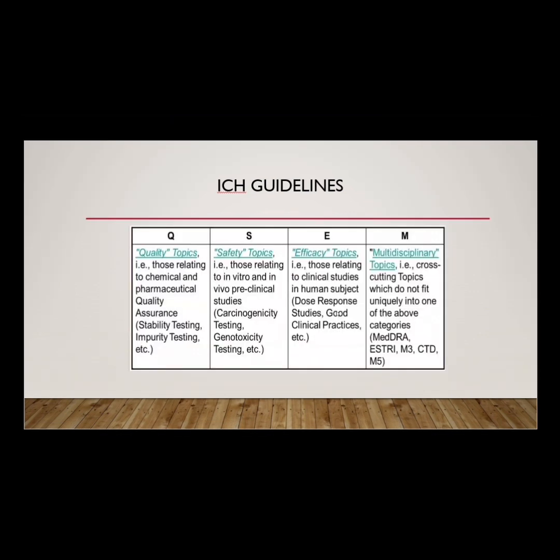Quality guidelines are those relating to chemical and pharmaceutical quality assurance, for example stability testing and impurity testing. Safety guidelines are those relating to in vitro and in vivo preclinical studies, for example carcinogenicity testing and genotoxicity testing. Efficacy guidelines are those relating to clinical studies in human subjects, for example dose response studies, good clinical practices, etc. Multidisciplinary guidelines are cross-cutting topics which do not fit uniquely into one of the above categories, like quality, safety and efficacy guidelines, for example MedDRA, CTD, etc.